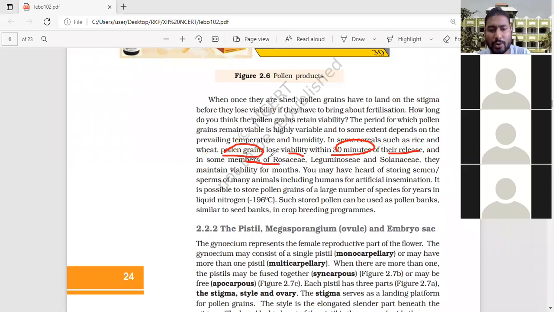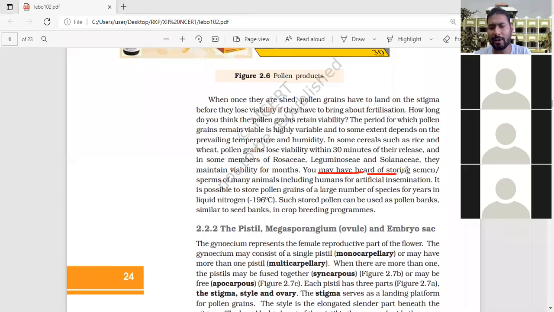And in some members like Rosaceae, Leguminosae, and Solanaceae, they maintain viability for a month. Leguminosae is the pulses, Rosaceae is the rose, and Solanaceae includes Solanum nigrum and tuberosum. Papilionaceae, Solanaceae, and Liliaceae, these three families we have studied in the +1 standard.